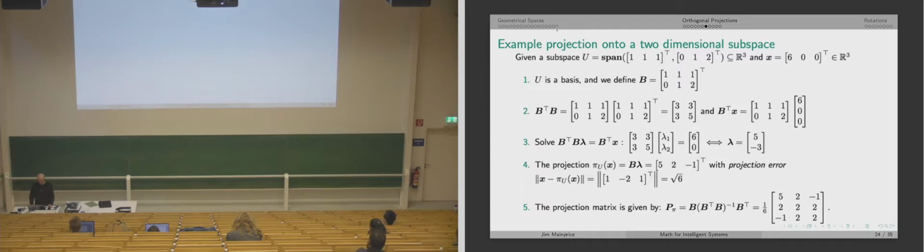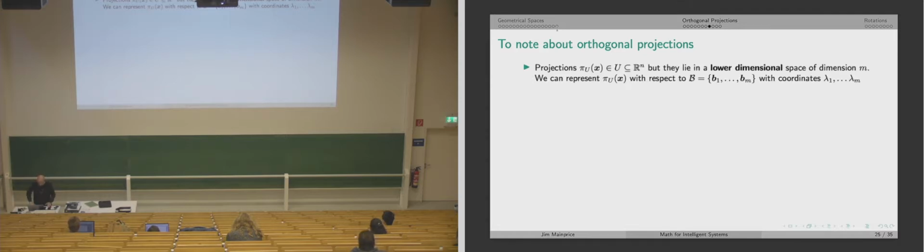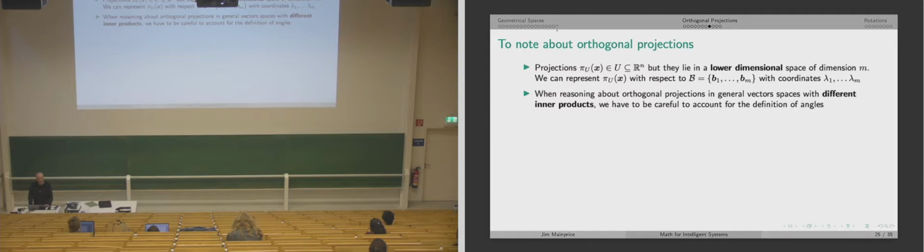So to note about orthogonal projections, the projections lie in a lower dimensional space, and what we're looking for are the coordinates of the vectors with respect to these basis vectors, coordinates we call lambda here. If we are projecting on general vector spaces, we have to be careful about what kind of inner product we're actually using, because the angles between vectors depend on our choice of inner product.